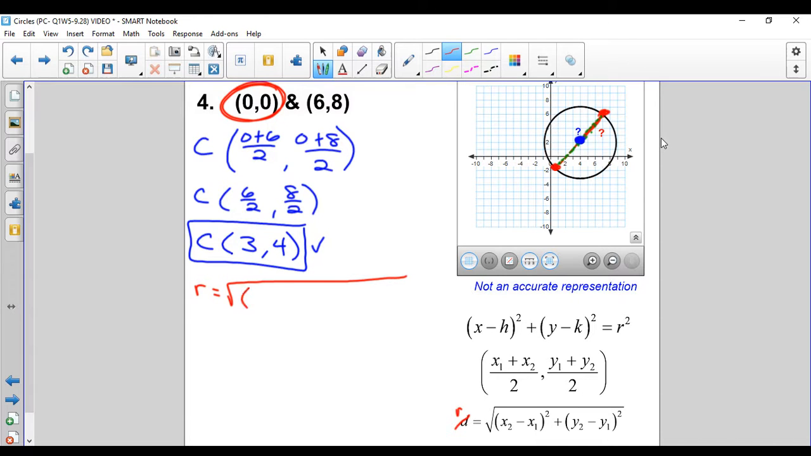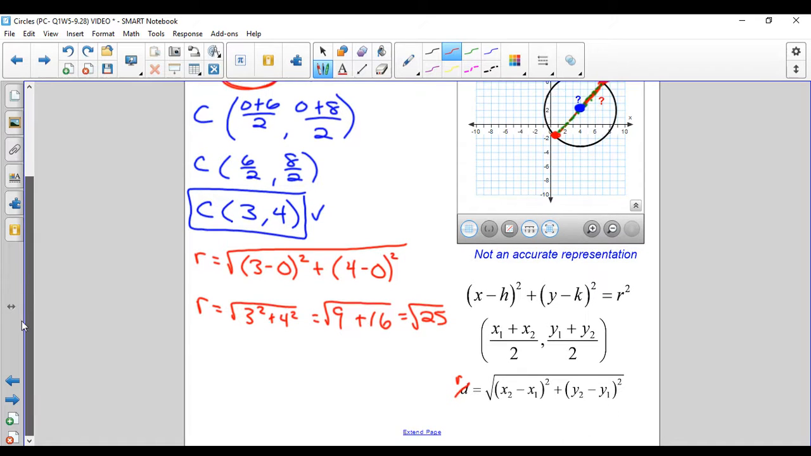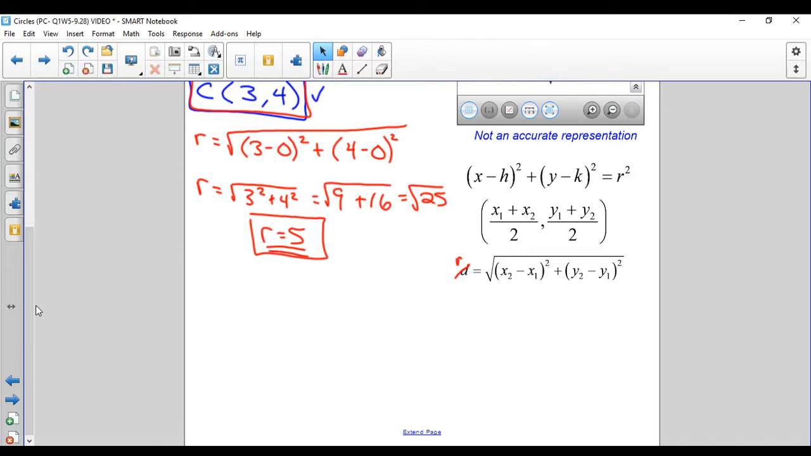So I'll go 3 minus 0. I'm showing it plugged in. Again, usually showing too much work here. And then 4 minus 0 squared, it'd be 3 squared plus 4 squared equals 9 plus 16, which ends up being the square root of 25. I don't even care that the square root of 25 is 5. Technically, I'll write it though. I have my radius, I have my center.